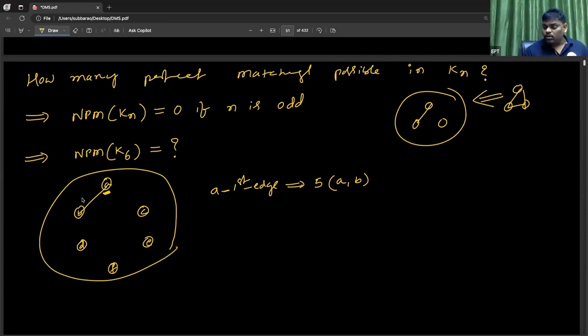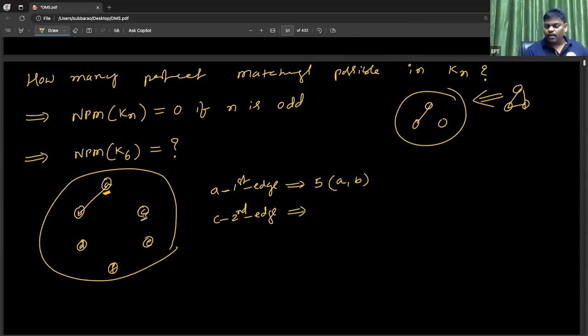Now observe. Out of 6 people, 2 people are already out. Can I take the same person again, can I take A again? If I take A again, its degree becomes 2. So leave A, B. Now go to C, stand at C. This is for the second edge. How many choices does he have? I am at C now.